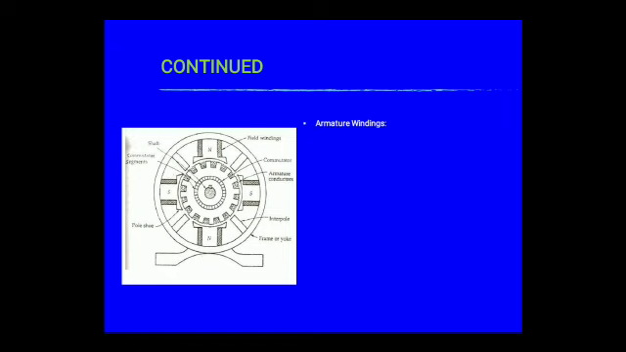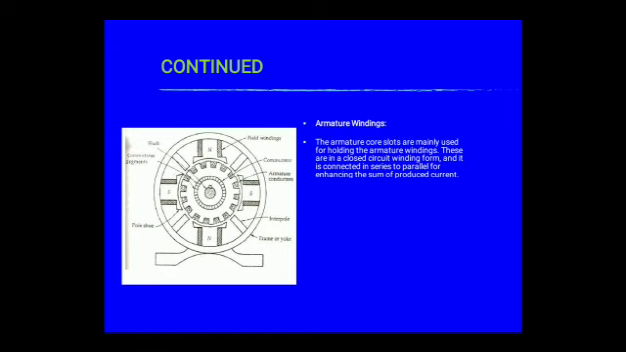Now the first is the armature winding. The armature core slots are mainly used for holding the armature windings. So the armature windings are connected in the armature slot. These are in a closed circuit winding form. So what is the meaning of winding? When a number of coils are connected in series, this is known as winding. And it is connected in series to parallel for enhancing the sum of produced current.